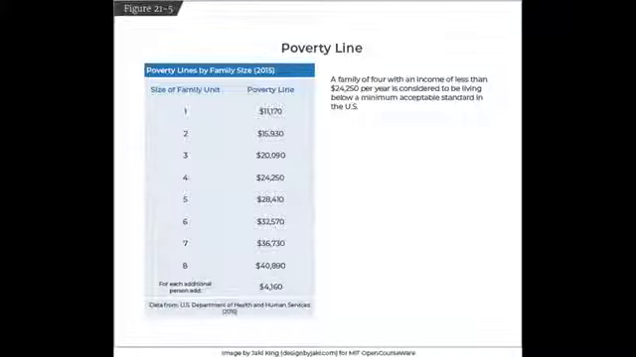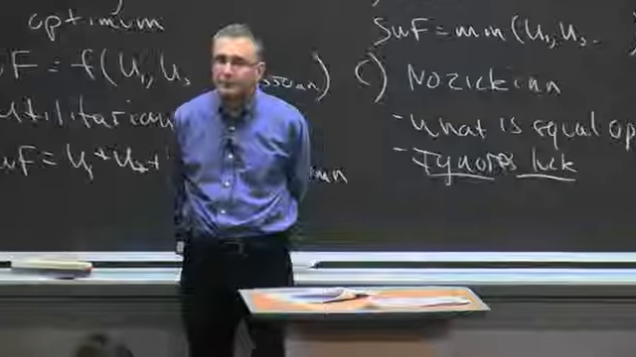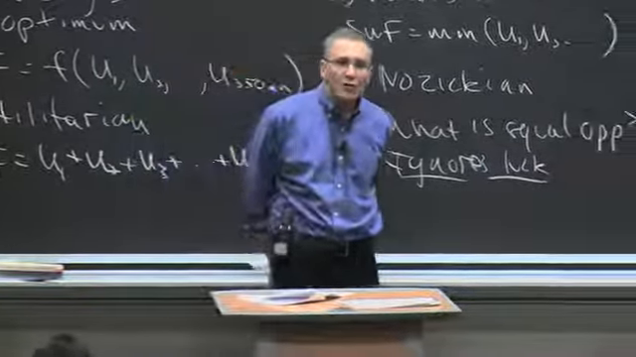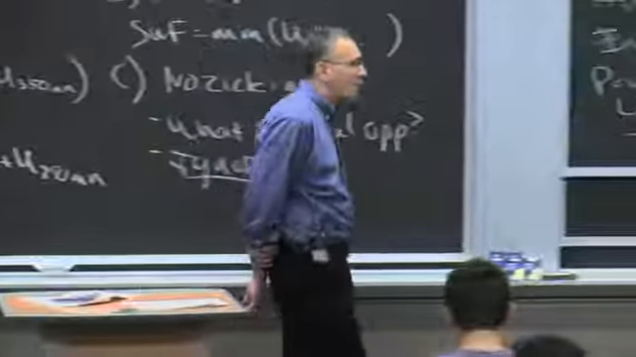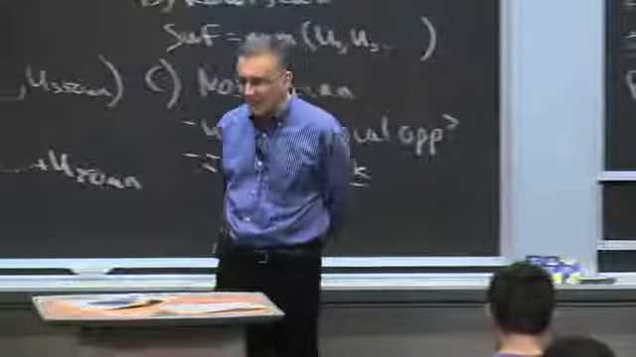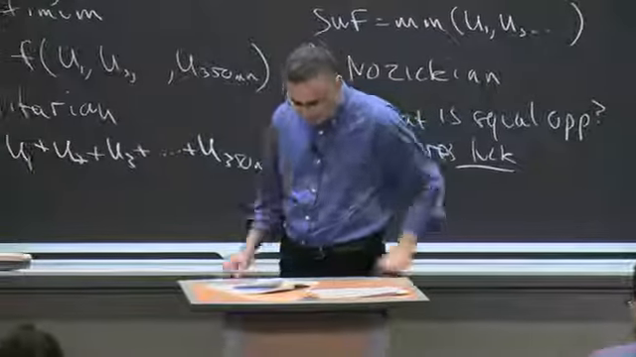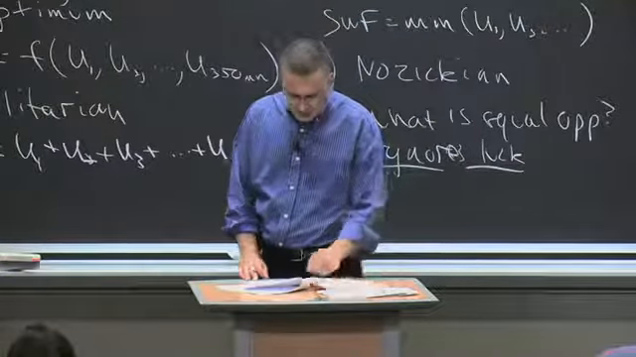And you can see this scale. Essentially, this is 2015, so it's higher now. But basically it says that 1 person with income below $11,170 is living in poverty. And for a family of 4, it's about $24,250. So we basically say a family of 4 below $25,000 is living in poverty. Okay?